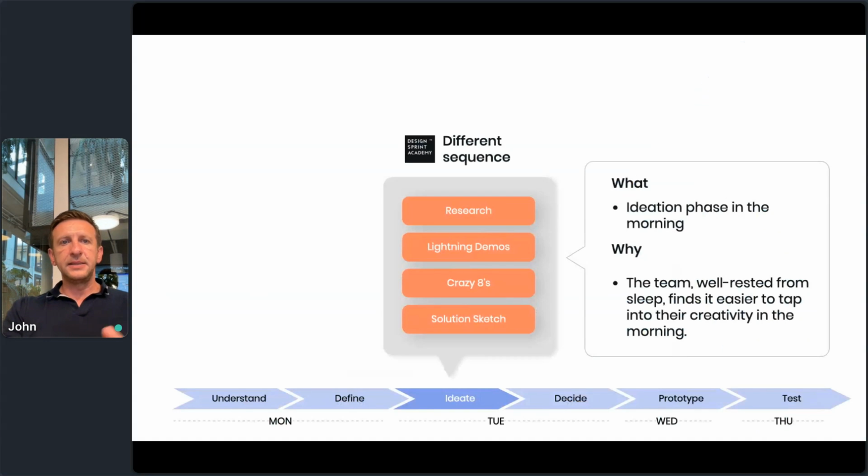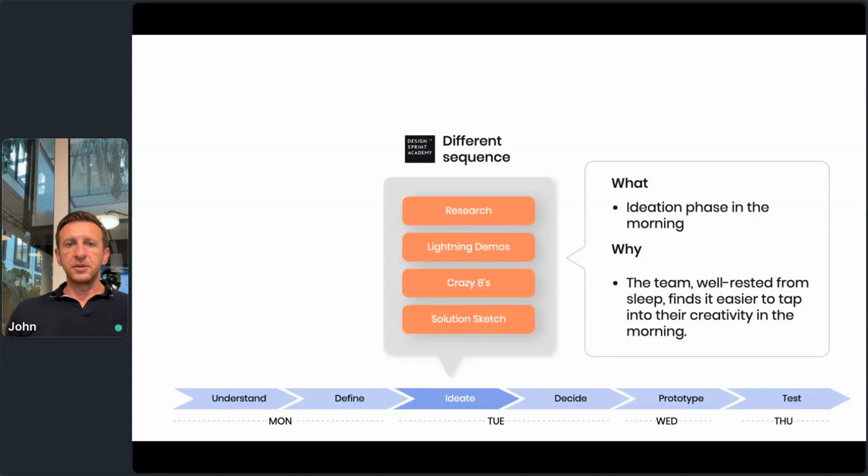The rest of the exercises, after we have the how might we's and we're picking the target, we go into ideation. That's the same as in the book. So we're following that process. It's just that instead of making this a full day, we have the ideation starting on the second day. So we have research, lightning demos, Crazy 8s, solution sketch. We do all of this at the beginning of the second day when the team is fresh and rested, and had the opportunity to sleep over all of the information from day one.